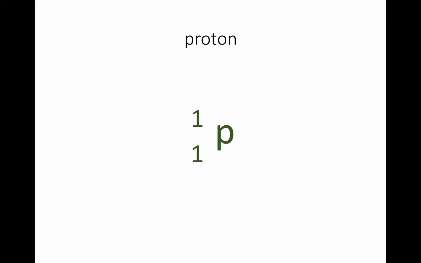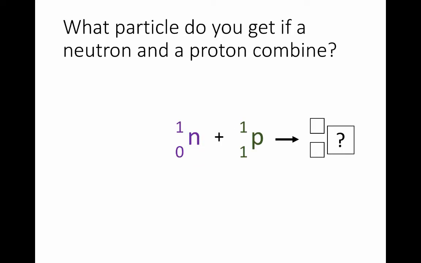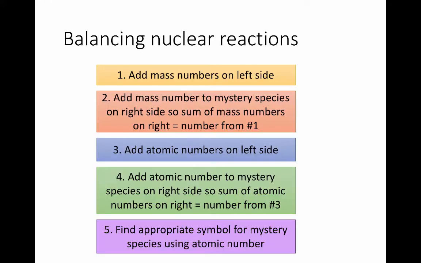What would happen if you took a neutron and a proton and you put them together? That's a very simple reaction, and that's what we're going to use to learn the rules of how to balance a nuclear equation. The basic principle of a balanced nuclear reaction is that the sum of the mass numbers on one side of the reaction will be equal to the sum of the mass numbers on the other side of the reaction. The sum of the atomic numbers on one side of the reaction will be equal to the sum of the atomic numbers on the other side of the reaction.